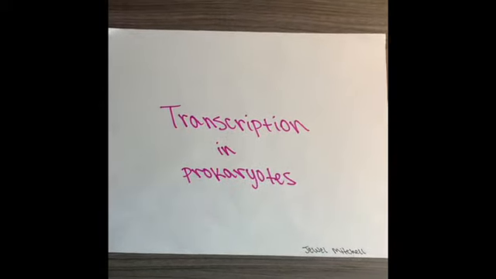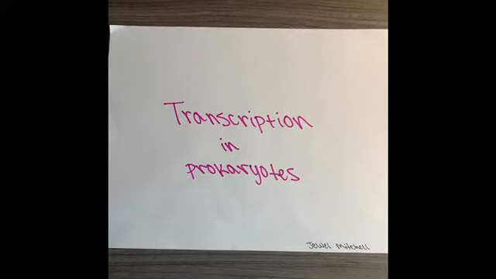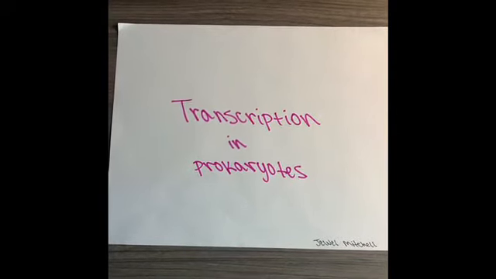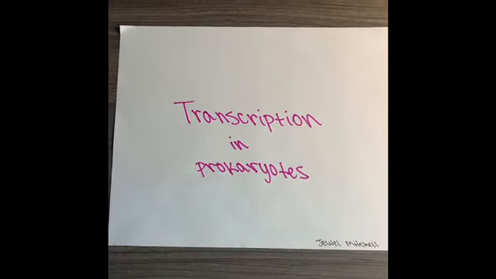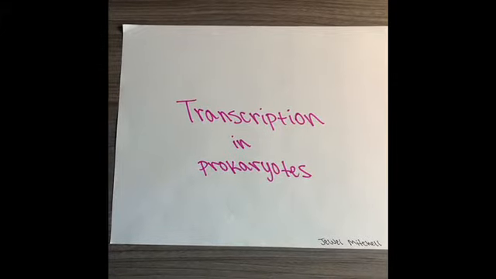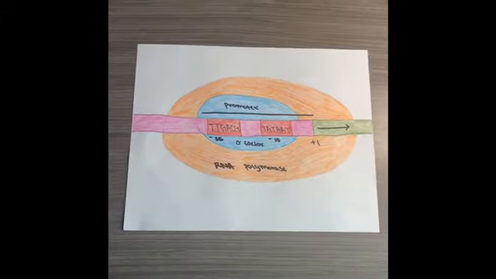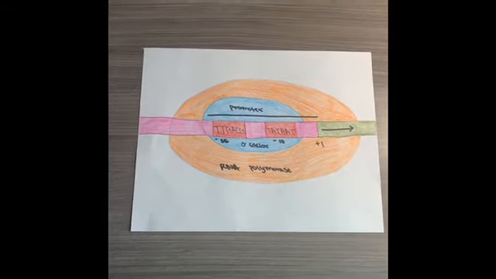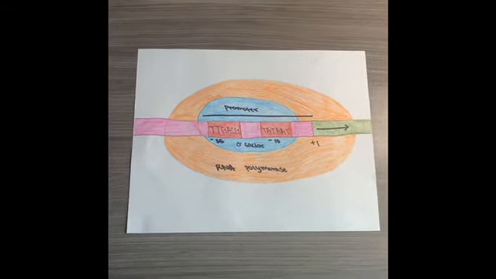Today I'm going to talk about transcription in prokaryotes. A prokaryote is a single cellular organism that does not contain a nucleus. RNA is transcribed from a single-stranded binding protein. Here is an illustration of an RNA polymerase, which is represented by the orange circle. An RNA polymerase is an enzyme that produces the mRNA molecule.